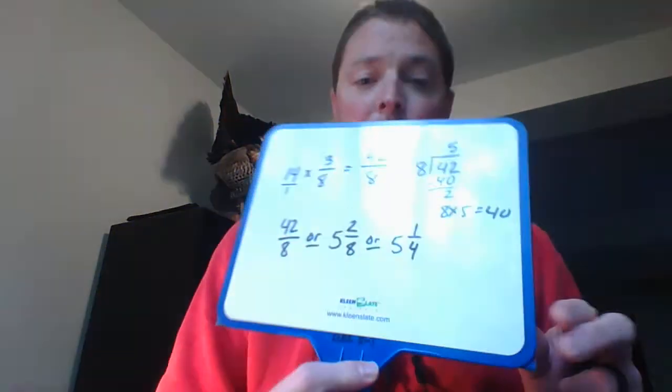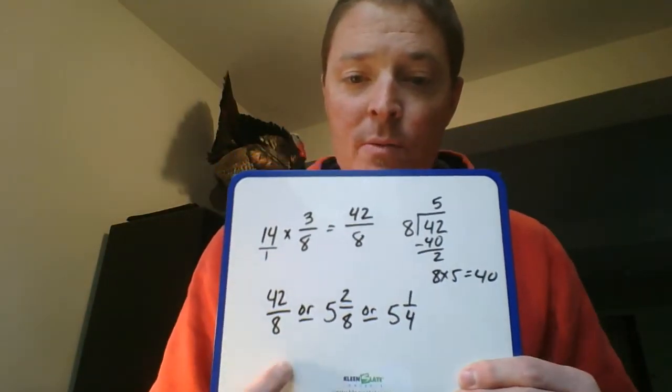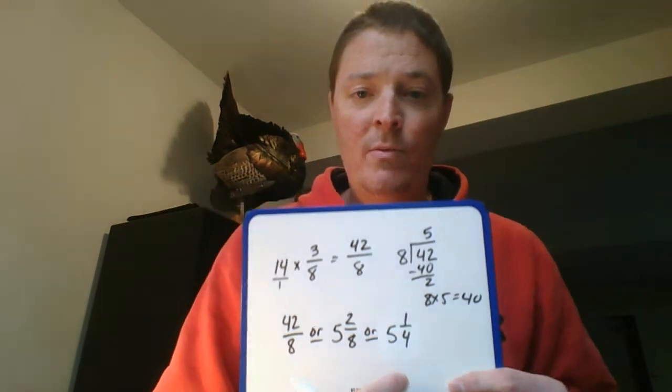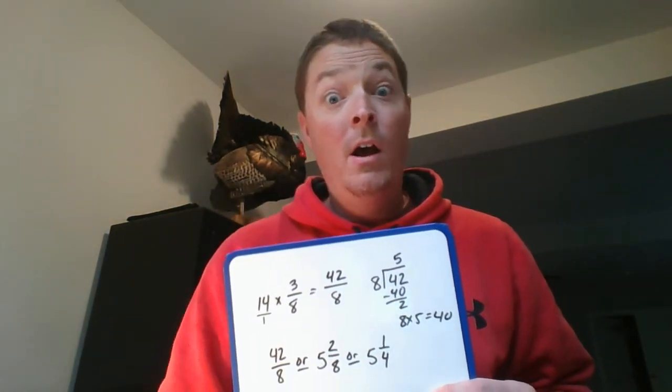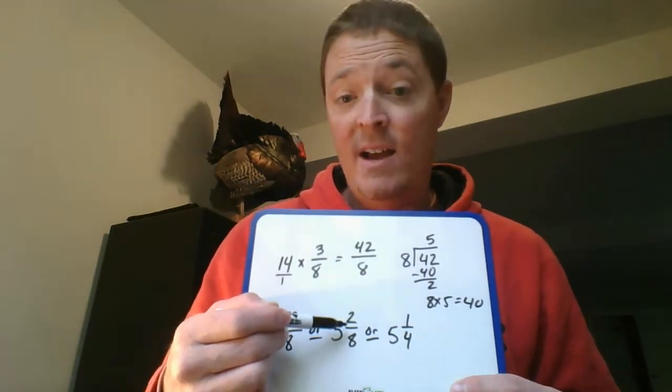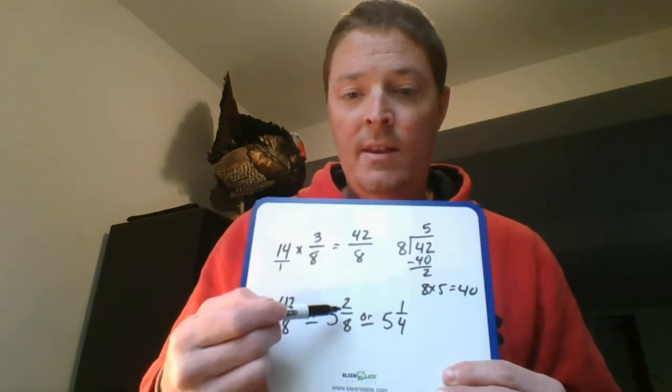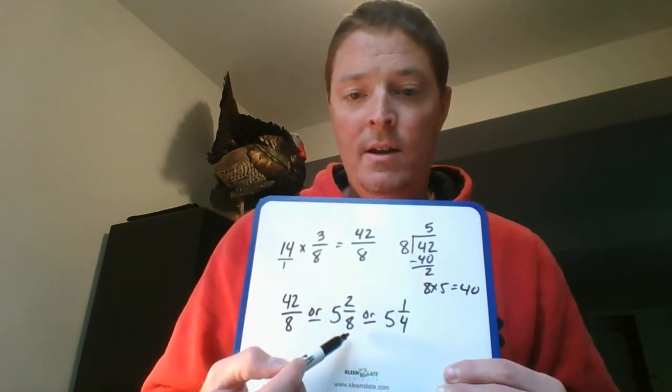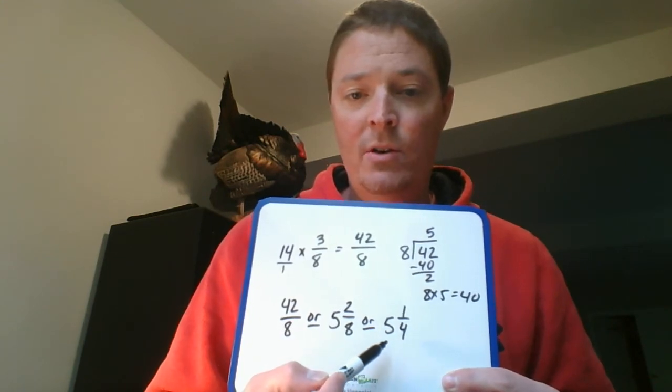So there's a couple different ways that you can write your answer. You could write it as 42/8 or 5 and 2/8, like that. Or you may even see it as 5 and 1/4. So Mr. Turkey, what do you think? How in the world did we get from 5 and 2/8 to 5 and 1/4? Oh, that's right. We simplified. Both 2 and 8 are even, which means we can divide them in half. So we kept our whole number 5, and then half of 2 would be 1, half of 8 would be 4.